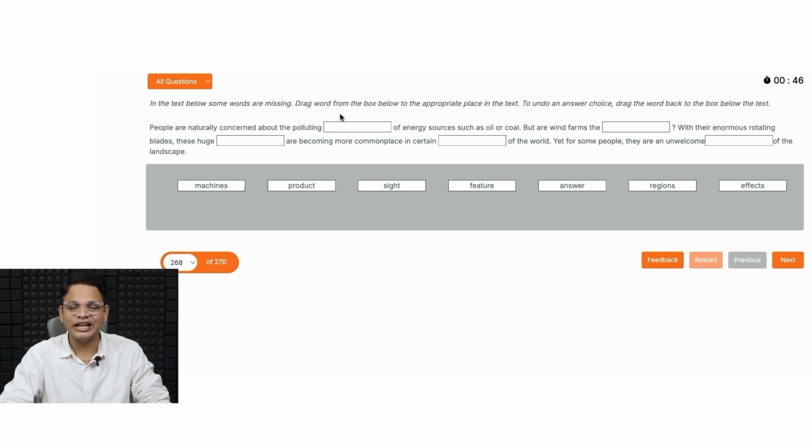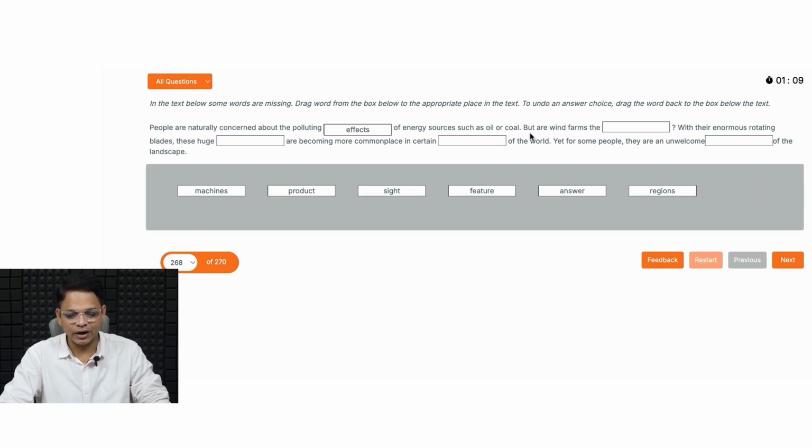Okay, polluting is what in this occasion? It is an adjective. Adjective demands what? Noun, correct? So let's look at nouns. Machines, product, right? Site, feature, a lot of adjectives are there. Answer, it's not answer. Regions, effects. Polluting effects is a common collocation, guys. We are going with what? Polluting effects. But our wind forms the blank.